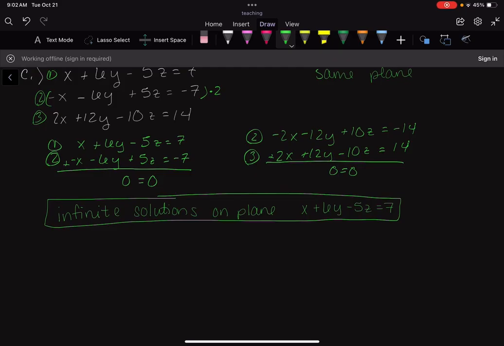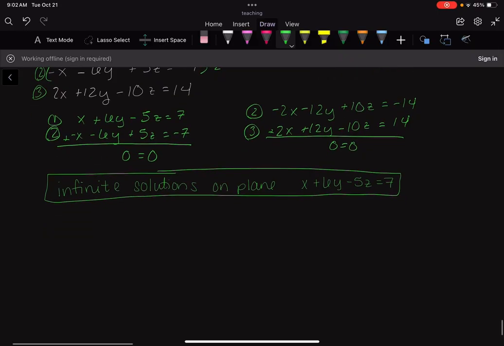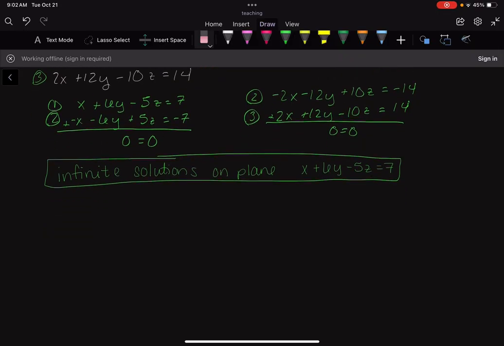Alrighty, and then I would like to just do one more. One where we actually get to completely solve it. So this is negative x plus 2y plus 2z equals 7. 2x minus 2y minus z equals negative 6. And then 3x minus 4y minus 2z equals negative 9.